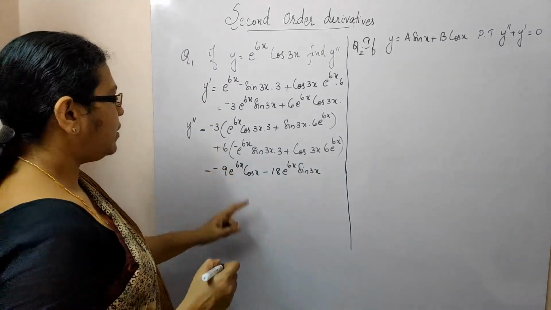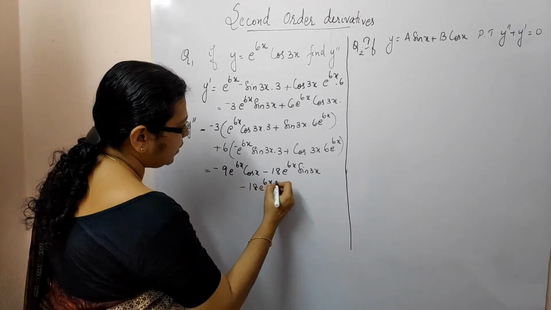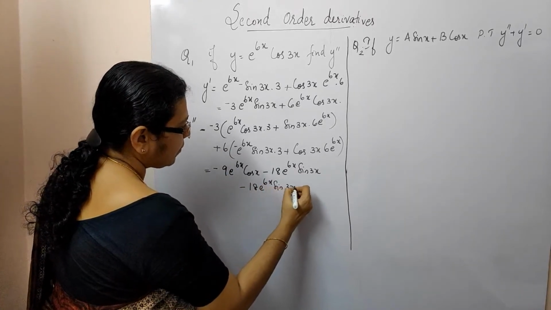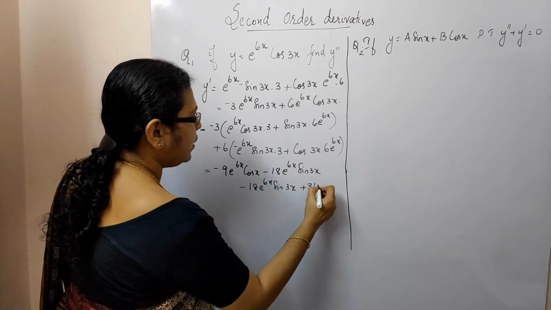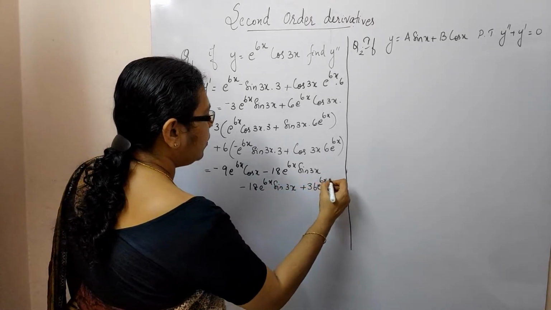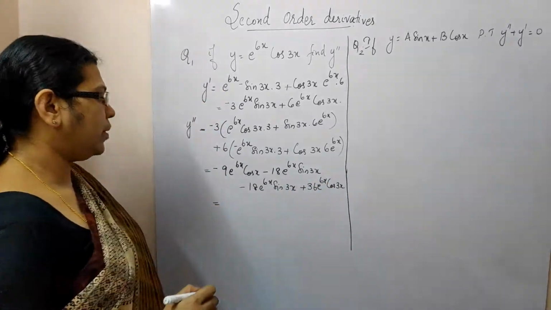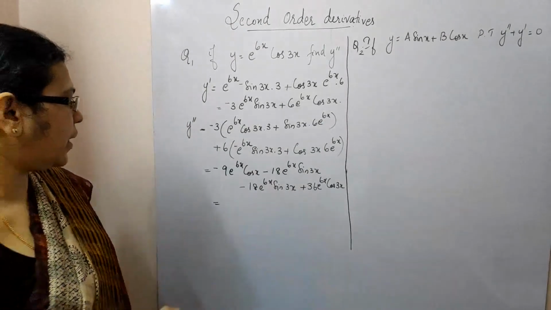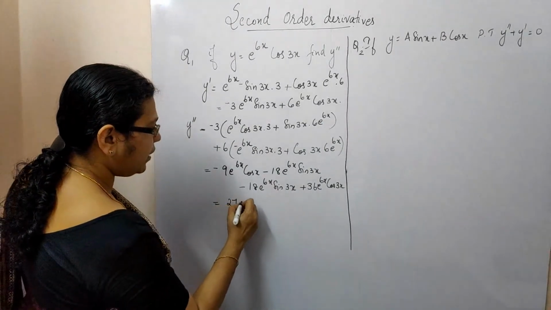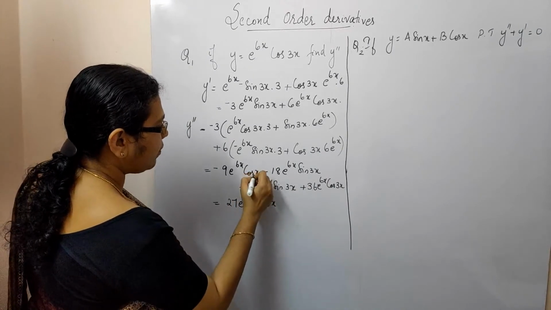Then this 6 comes inside: minus 18 e raised to 6x into sin 3x plus 36 e raised to 6x into cos 3x. Okay. Now this is equal to, when I subtract this and this and simplify, I'll get 27 e raised to 6x into cos 3x. Of course, you have a 3 here.